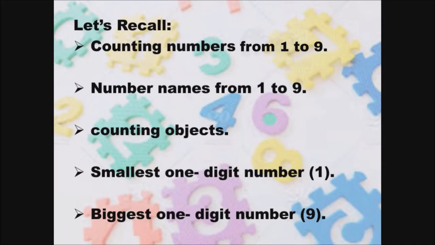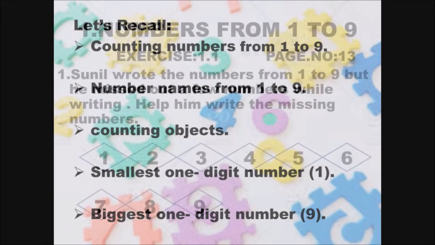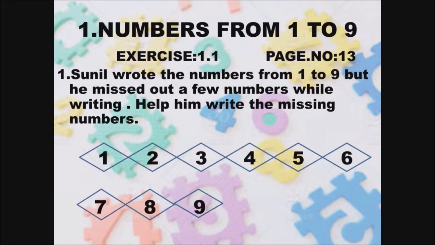Next, biggest one digit number. What is the biggest one digit number? Yes, it is 9. Now, we move on to exercise 1.1 on page number 13. See the first question. Sunil wrote the numbers from 1 to 9, but he missed out a few numbers while writing. Help him write the missing numbers.